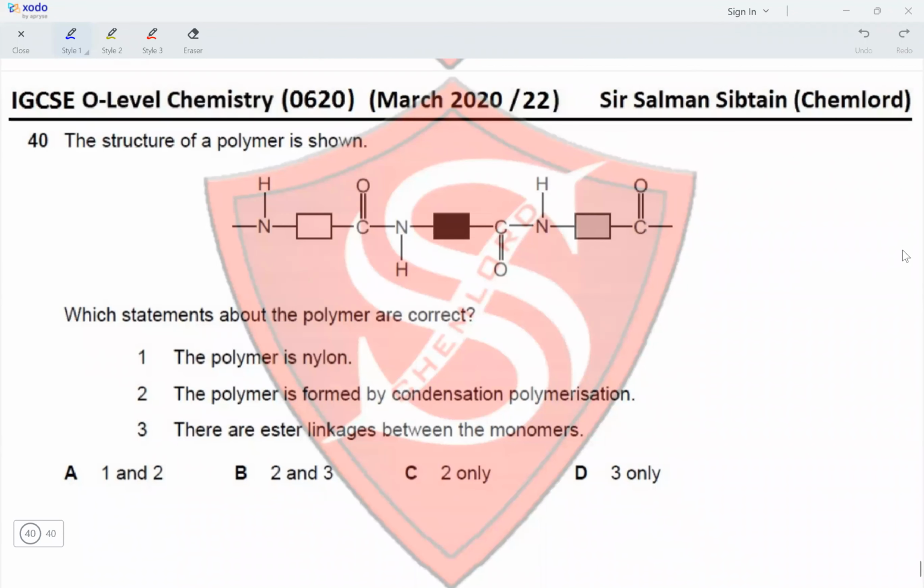Question 40. The structure of a polymer is shown. So the structure contains amide bonds formed between different monomer units because the color of the boxes are different. The first one is a clear box, the next one is a dark box, and the third one is a gray shaded box. So we have amide bonds present, and we've got different monomer units. Which statements about the polymer are correct?